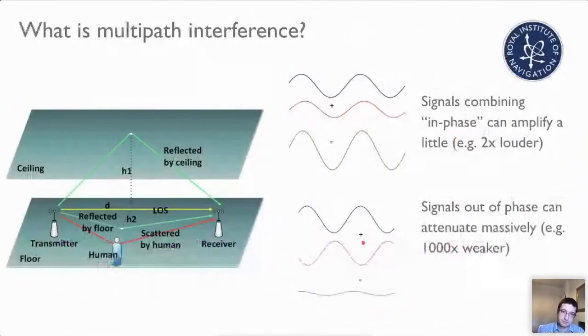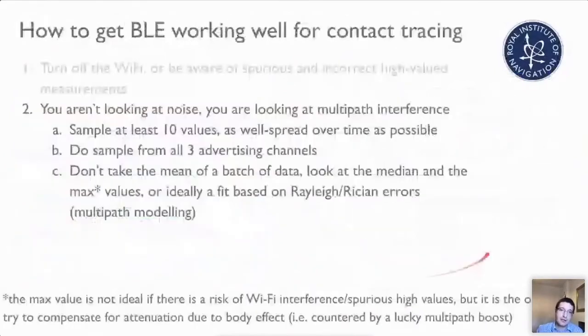these reflections. So a key thing is understanding that this variation is not coming from Gaussian white noise, thermal noise statistics at all. It's coming from fading profiles from multipath interference. You need to sample a healthy set of values. You need to do it from all the advertising channels, and you don't want to take the mean, because the error distribution is not symmetrical about the true value. A little bit of power can be boosted, but a huge amount of power can be lost. So it's a highly asymmetrical distribution.